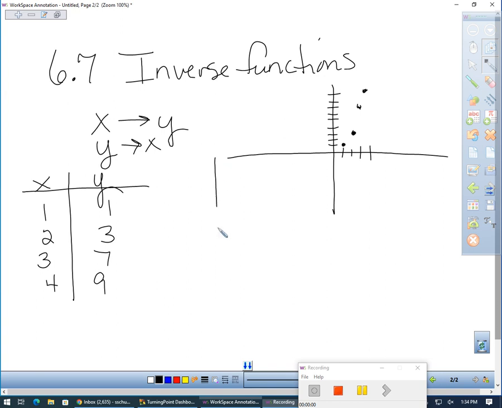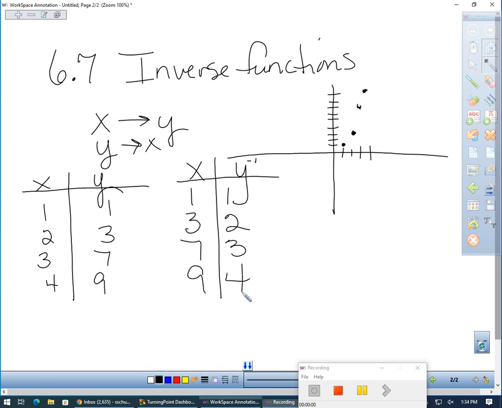For an inverse function, I would have x and my y inverse. When we say inverse, we're going to use the little notation of a little tiny negative 1 at the top. And it just means we flip these. So it'd be 1, 1, 3, 2, 7, 3, and 9, 4.